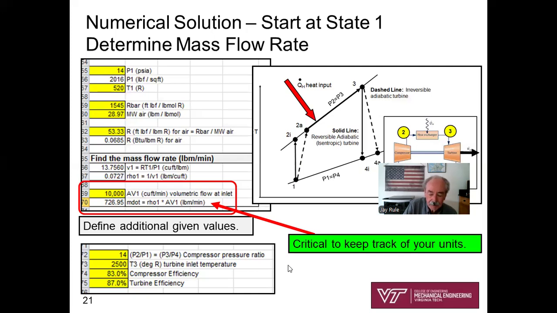When I'm studying a gas turbine cycle, the next thing I do is write down the rest of my given information right here and now. So P2 over P1 is 14, given. T3, the turbine inlet temperature, 2,500 degrees R, absolute temperature. Compressor efficiency, 83%. Turbine efficiency, 87%. Those are given. So I'm on my way to solving.